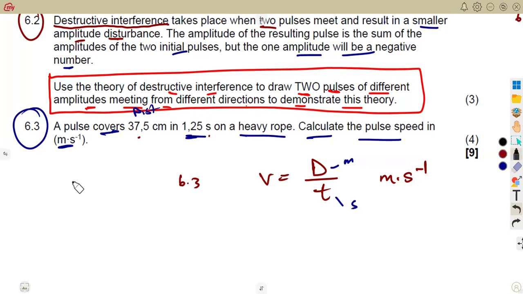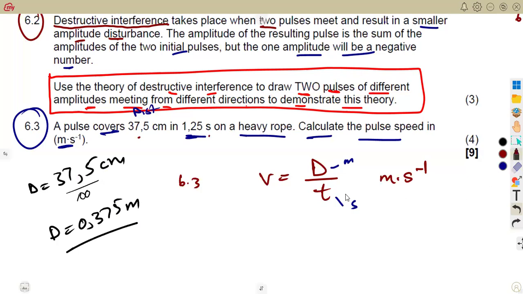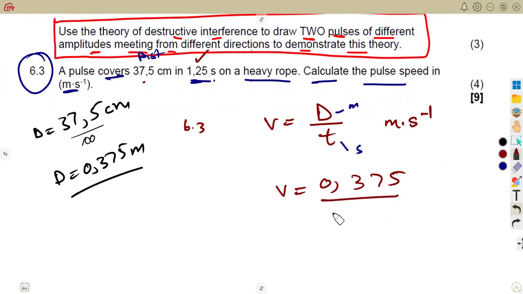So if we are to consider according to the information, our distance is what? 37.5 in centimeters. We're supposed to convert it to what? To meters. Divide by 100. Remember, in a meter, we've got 100 centimeters. So that was going to give us 0.375 in meters. Having this distance in meters, we're going to substitute here. So therefore, our speed was going to be 0.375, which is in meters, over the time. As we can see, our time is already in seconds. So the time frame, that's 1.25 in seconds.